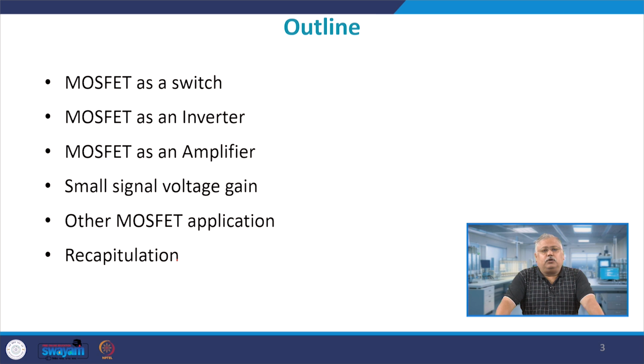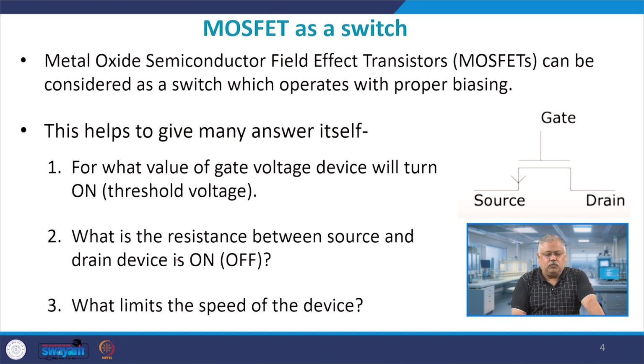So we will be looking into MOSFET as a switch, then we will look at MOSFET as an inverter, and then amplifier, look at the small signal voltage gain, and then maybe have a look at a couple of other MOSFET applications. Let us go one by one and then let us see how it works out.